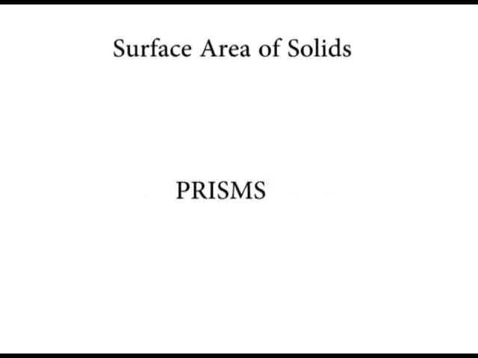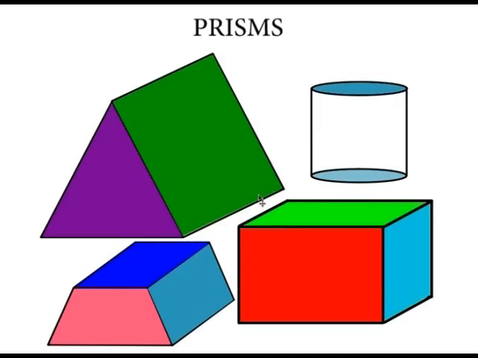Next chapter, surface area of solids. Surface area of prisms. Prisms are solids that have uniform cross-section. They are named according to the shape of the cross-section.